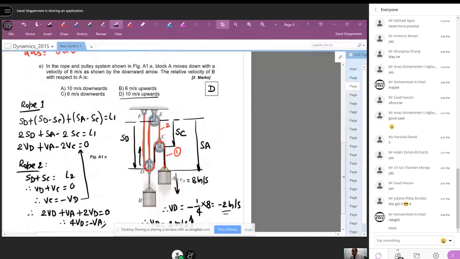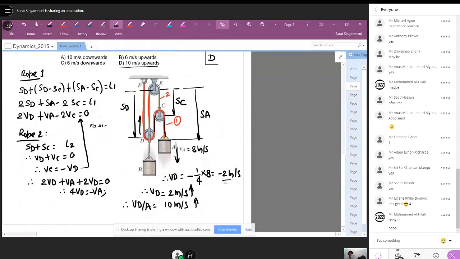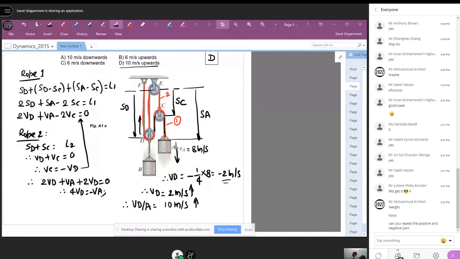Any question for me up to this point? If you have any question or anything you didn't understand, please type it now. Can you repeat the positive and negative part?